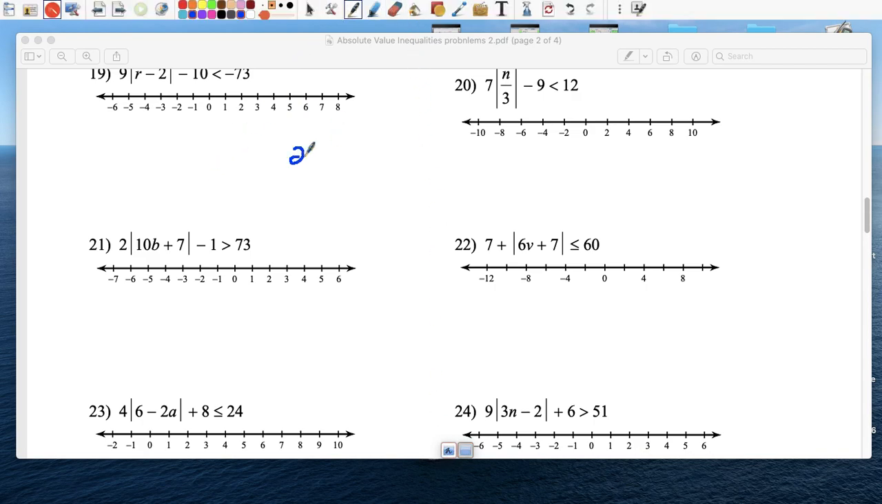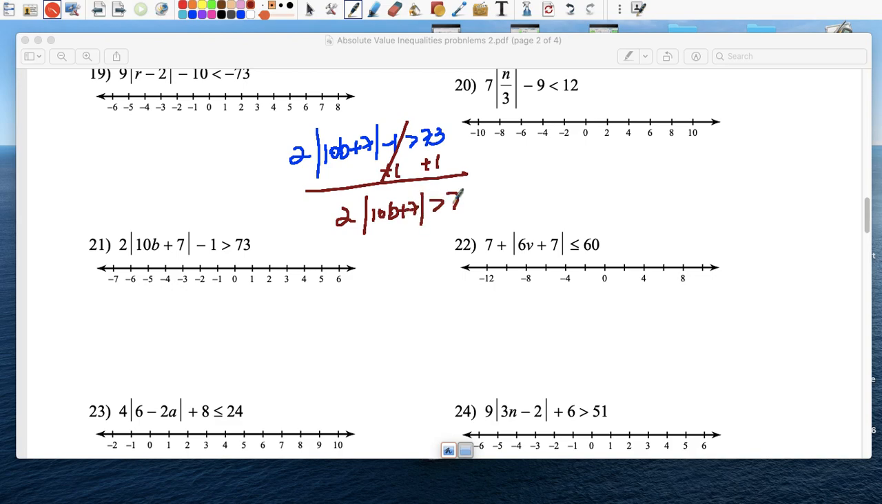21, 2 absolute value of 10b plus 7 minus 1 greater than 73. So first thing we do is plus 1 on both sides. That goes away. 2 absolute value of 10b plus 7 greater than 74. Now divide by 2, divide by 2. Finally, simplified everything. 10b plus 7 greater than 37.